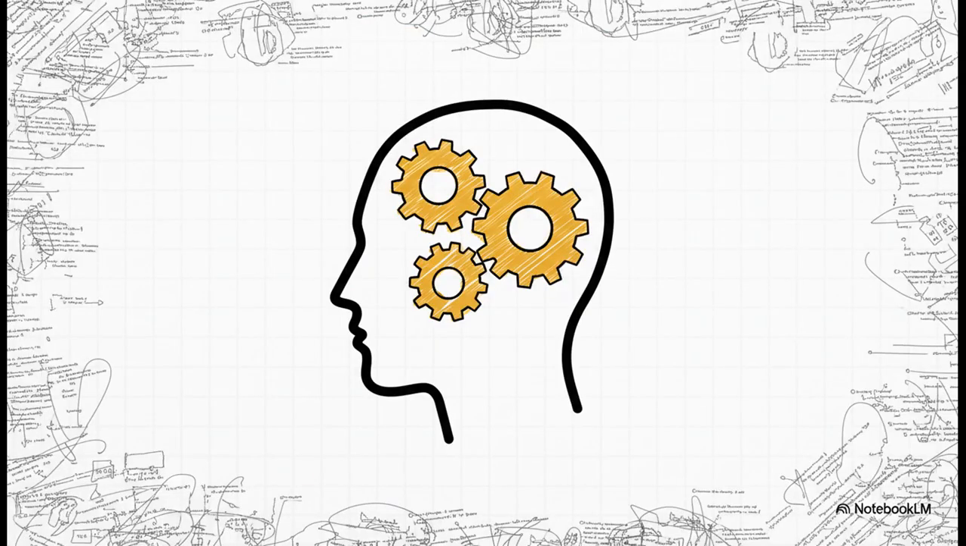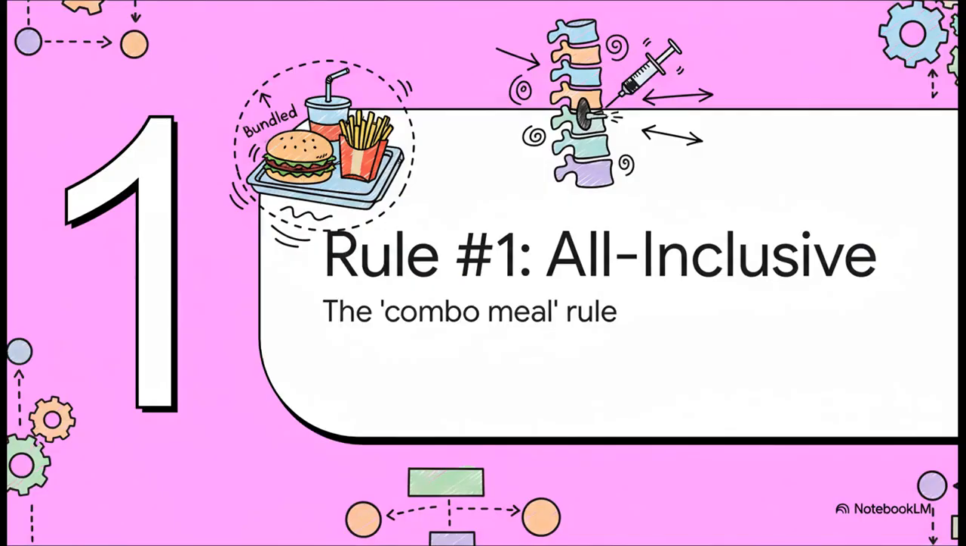The secret isn't trying to memorize dozens and dozens of codes. I mean, who could do that? No, instead we're going to build a mental framework. Think of it like a cheat sheet for your brain, built on 4 simple, unforgettable golden rules you can use every single time. Okay, first up is rule number 1, the all-inclusive rule.